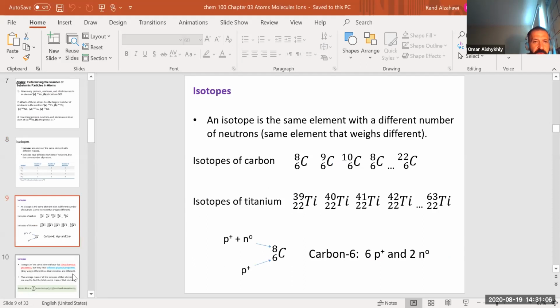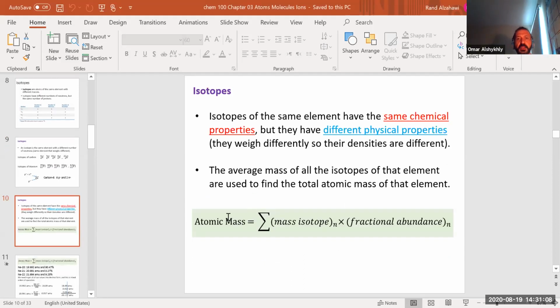So for this, let's look at here. The atomic weight, or the atomic mass, will equal the summation of the mass of each isotope times its fractional abundance. What is the fractional abundance? Fractional abundance means the percentage of that element or isotope in nature. So here we will have a summation.